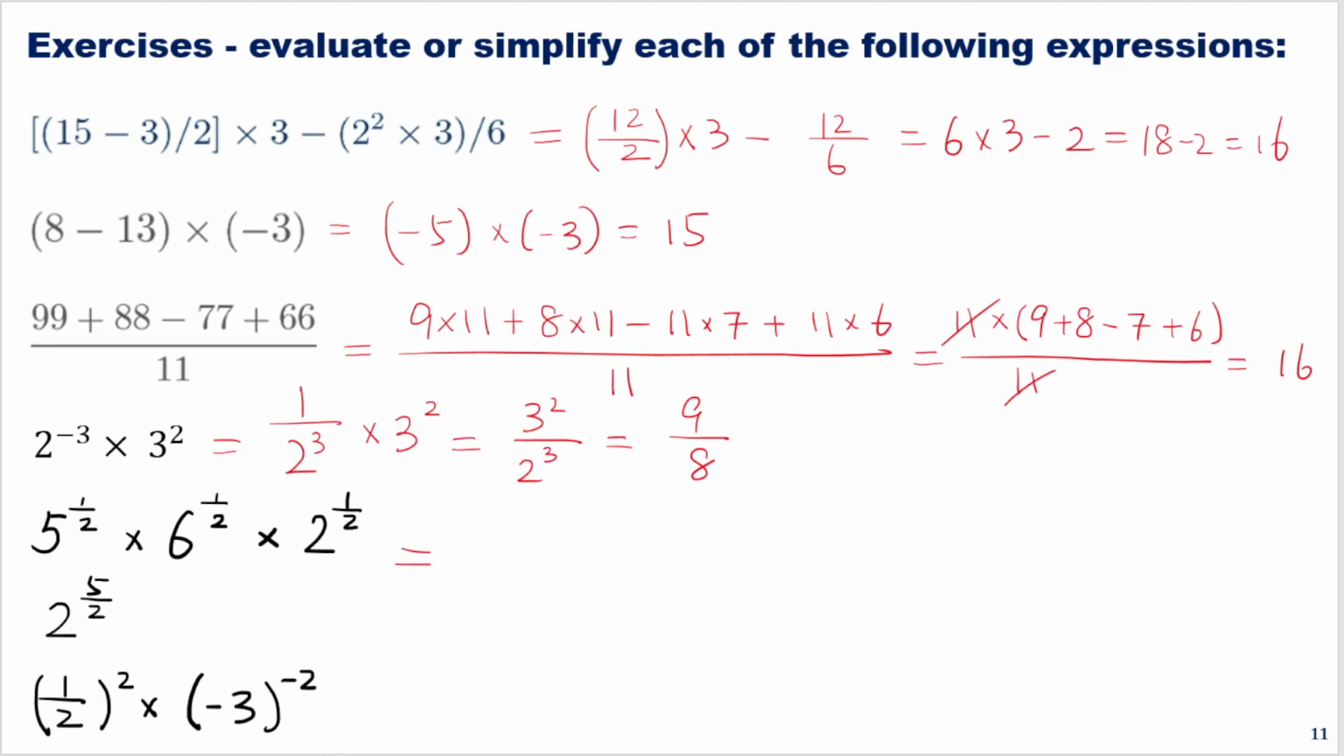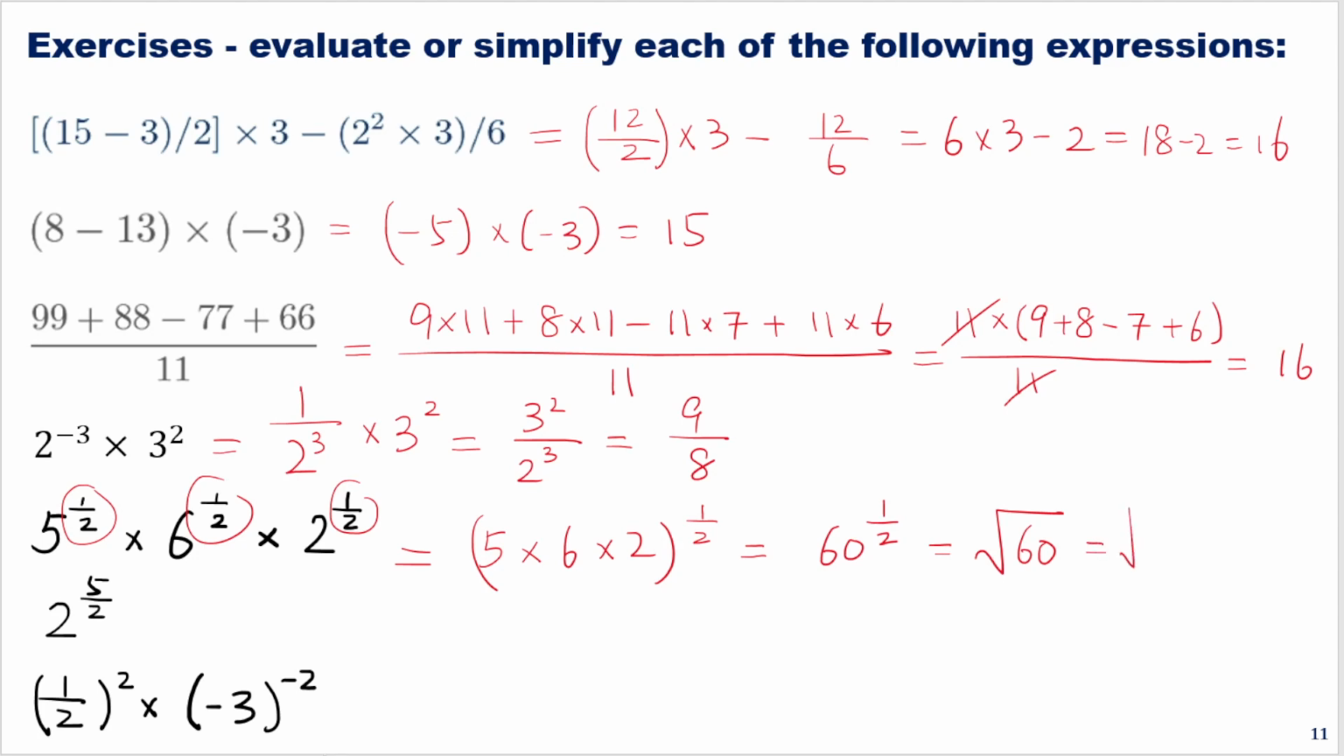Okay, next one. So note that the exponents are the same, but the base numbers are not. So this gives us 5 times 6 times 2 together, raised to the power of 1 over 2, right? And this is 60 to the power of 1 over 2. Or you can also write it like square root of 60, right? And square root of 60 is actually square root of 4 by 15, so that equals square root of 4 times square root of 15, right? And square root of 4 is actually 2, so eventually we have 2 times square root of 15, right?